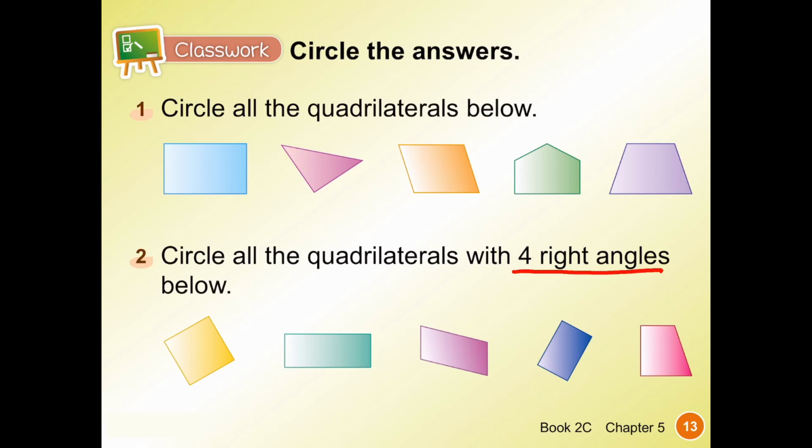Question number 1, you can circle any quadrilaterals. But then for question number 2, you can only circle those quadrilaterals with 4 right angles. So students, please pause the video for now and try to work on the two questions on your own. In 2 seconds, I'll show you the answers.